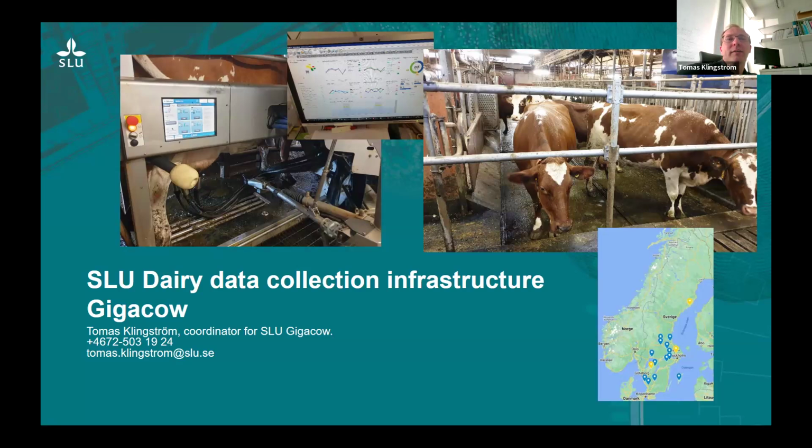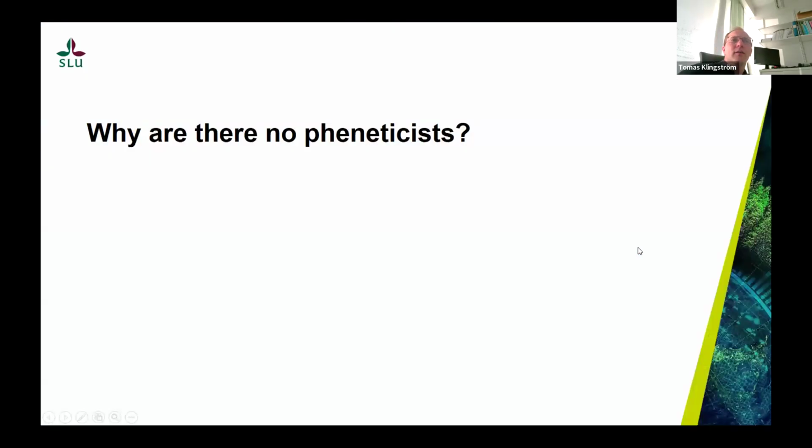You see on the map to the right a population density map of Sweden mixed in with other factors. The blue dots are where we have the dairy farms that are collaborating in the data collection network. And working on all this, I got a very fundamental question: we have a lot of geneticists, but I've never met someone who called themselves a pheneticist.